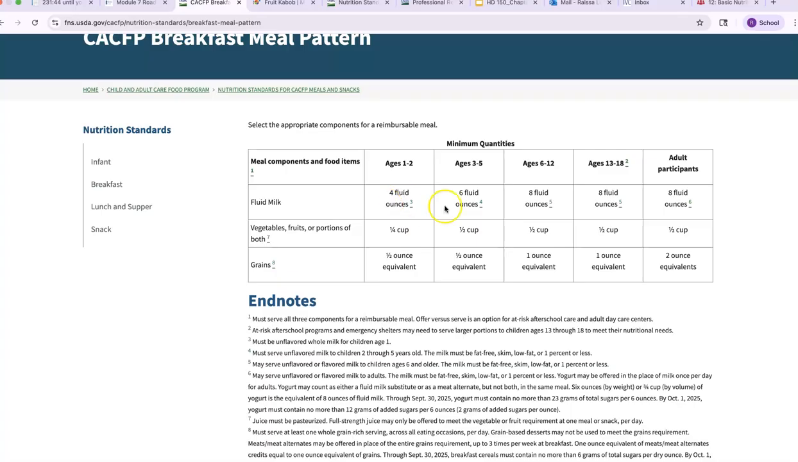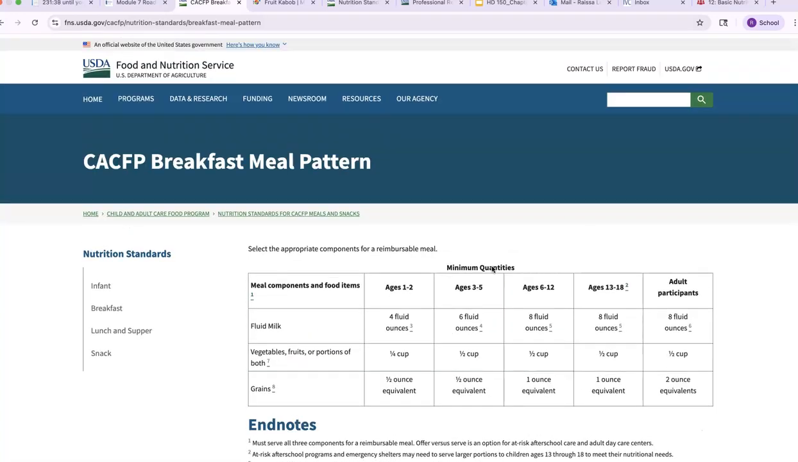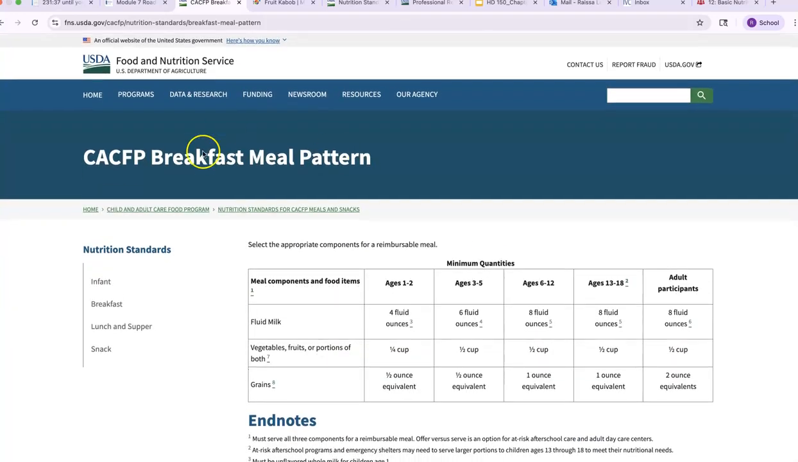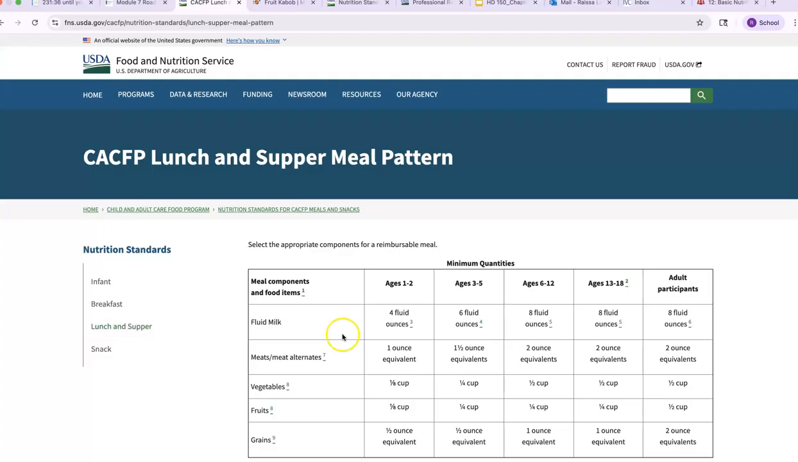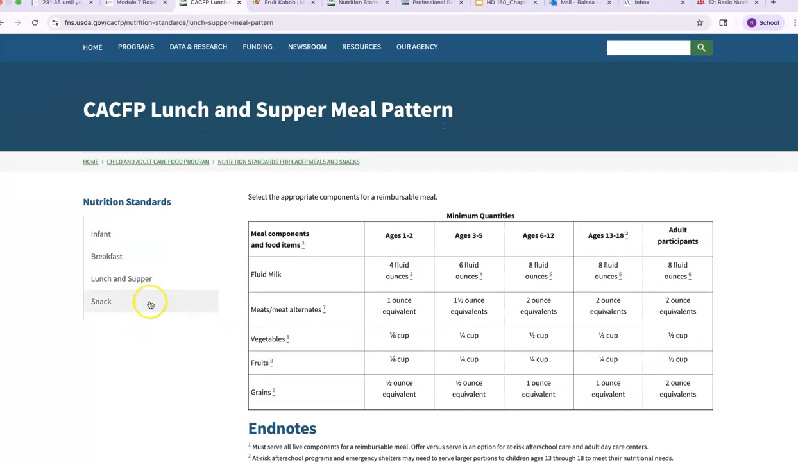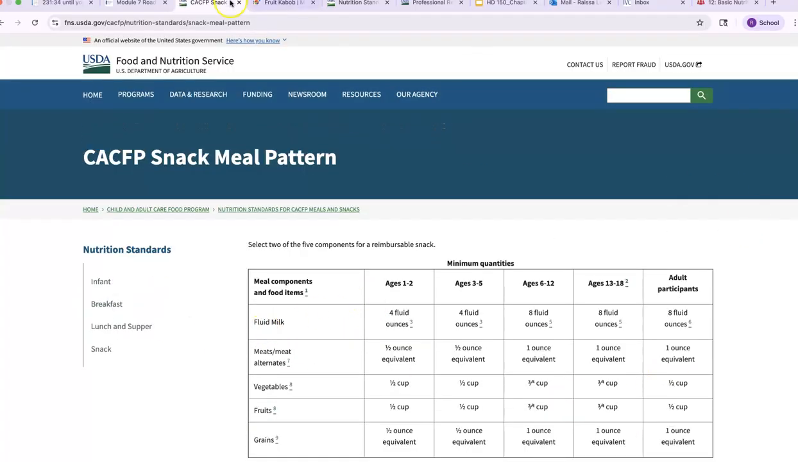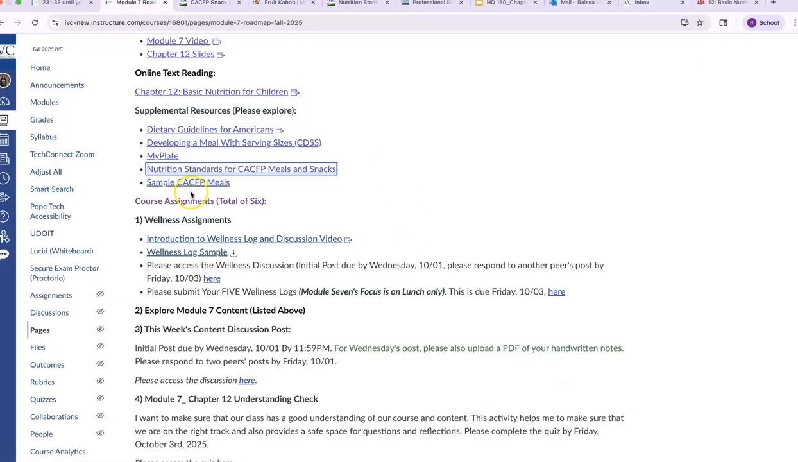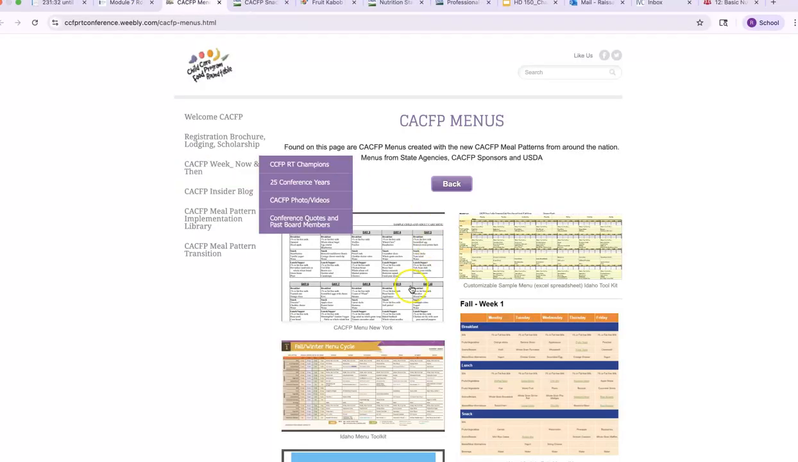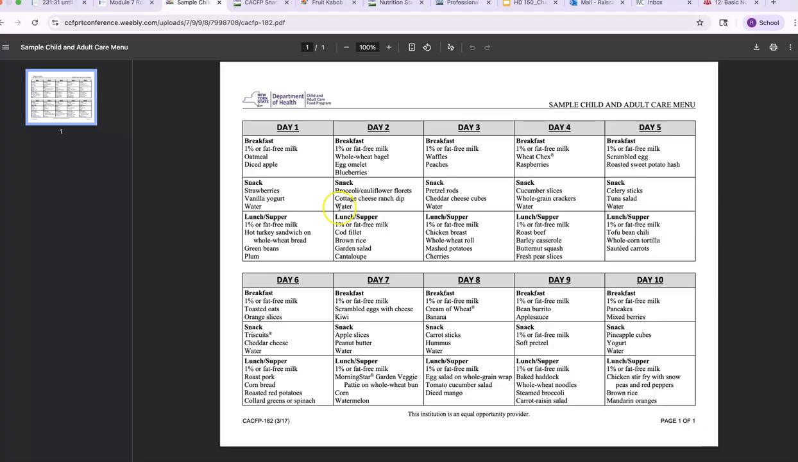when you're 1 to 2, you need 4 fluid ounces. 3 to 5, you need 6 ounces. School age is 8 ounces. Right? How much vegetables do you need? How much grains do you need? And that's for breakfast. So lunch and supper, what does that look like, right? And then snack, what does that look like? And then sample meals. Ideas for what a sample menu should look like is over here.